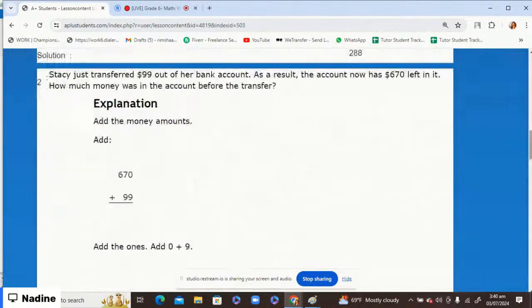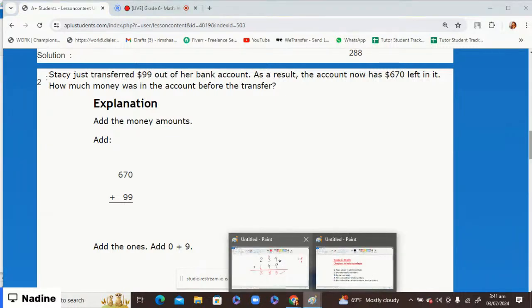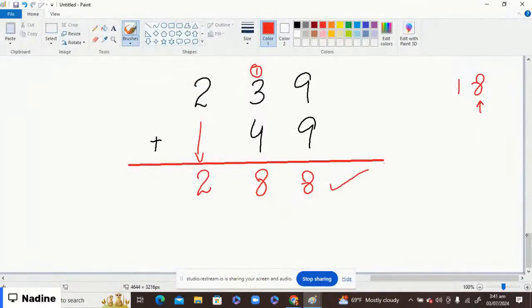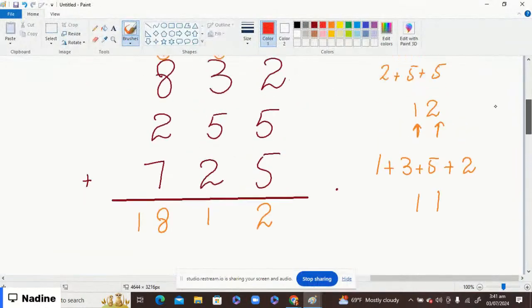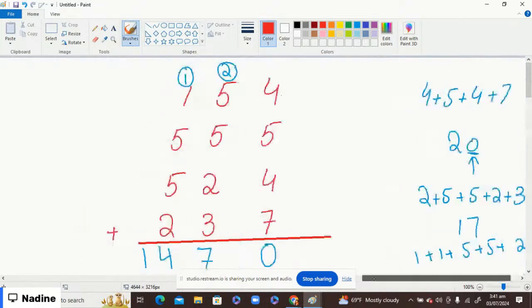Stacky just transferred $99 out of her bank account. As a result, the account now has 670 left in it. How much money was in the account before the transfer? When they are asking before the transfer how much money, we can add up both together, 670 and 99. So let's write 670 and 99.